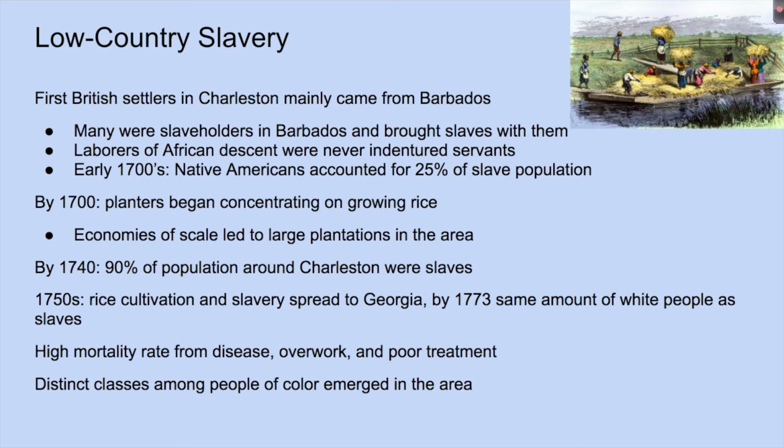By the 1700s, the planters in this area began concentrating on growing rice. The climate and the landscape were more conducive to what you need to be successful in growing rice. This is going to lead to really large plantations in the area, making massive profits, with hundreds of slaves on a plantation. By 1740, 90% of the population around Charleston were slaves. In the 1750s, this rice cultivation and slavery will spread to Georgia. And by 1773, you're going to have about an equal distribution of population between white people and slaves.